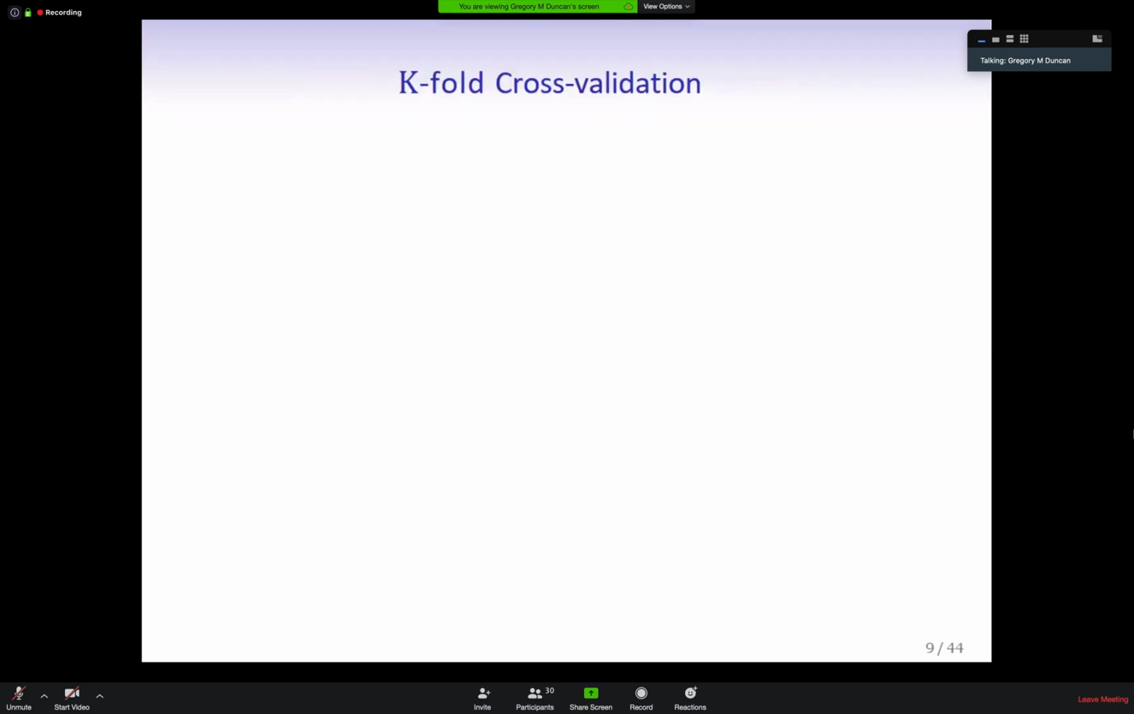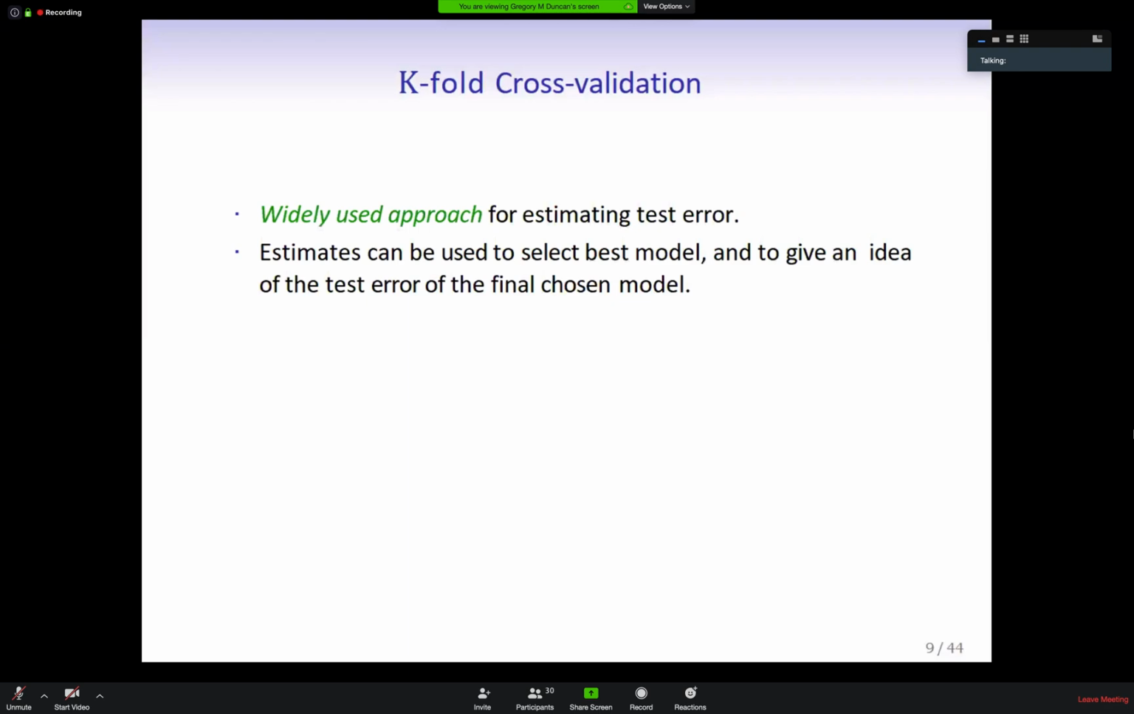This brings us to something that we're going to use all quarter, and it's one of the more important things in machine learning. I bring it up early on because I want to use it over and over and over again. It's so-called K-fold cross-validation. It's widely used for estimating test error. The estimates can be used to select a best model and to give an idea of the test error for the final chosen model, and one that is not too far off.